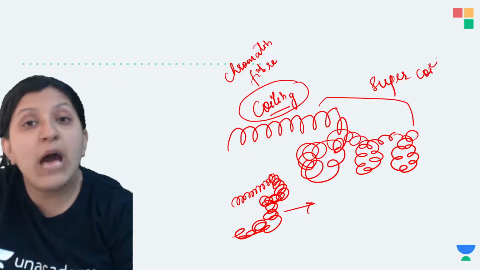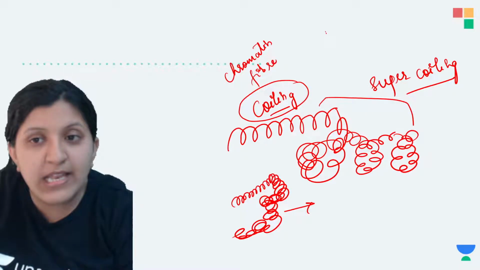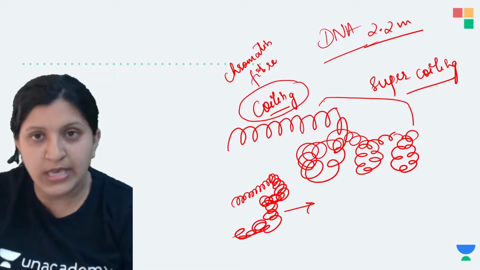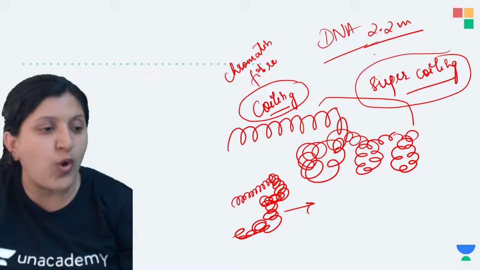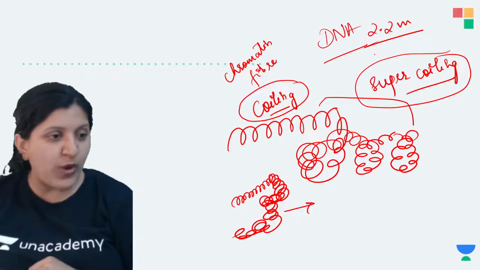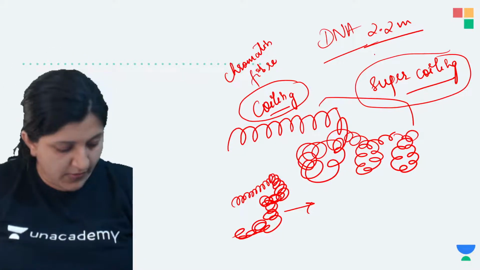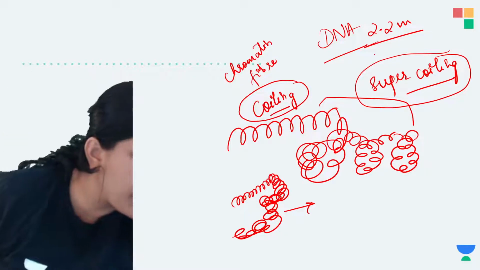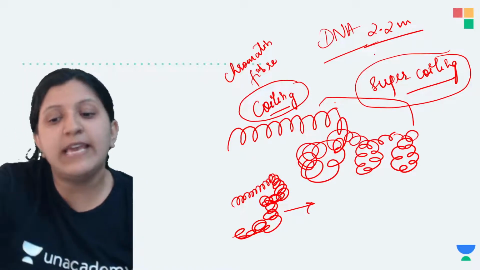Now how exactly is DNA arranged? There is about 2.2 meters of DNA in this nucleus, and it is arranged by coiling and supercoiling, so that the length of this DNA is reduced as coiling and supercoiling are seen. That is how the DNA is arranged.